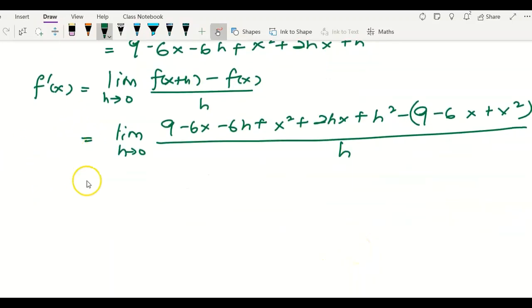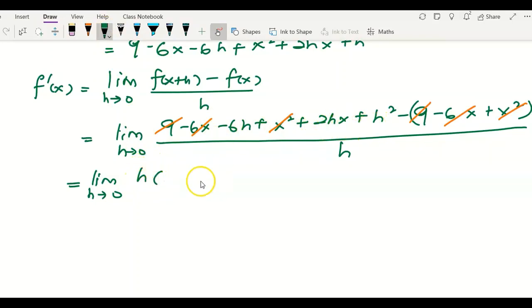So for this limit, we cannot just substitute h equals 0, because it will make our formula undefined. See, you divide something by 0. So we need to find an h from the numerator so that we can cancel off with the h at the denominator. So let's simplify this first. 9 minus 9 cancel off, and negative 6x plus 6x cancel off. x squared minus x squared cancel off. So what you left here is only the negative 6h plus 2hx plus h squared.